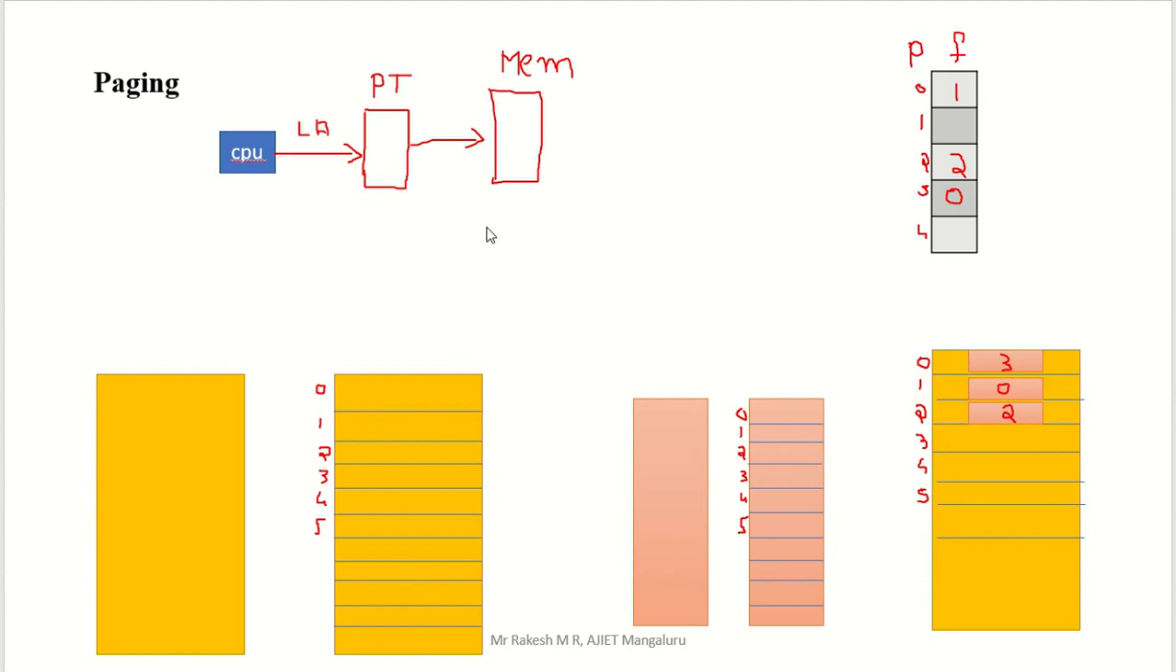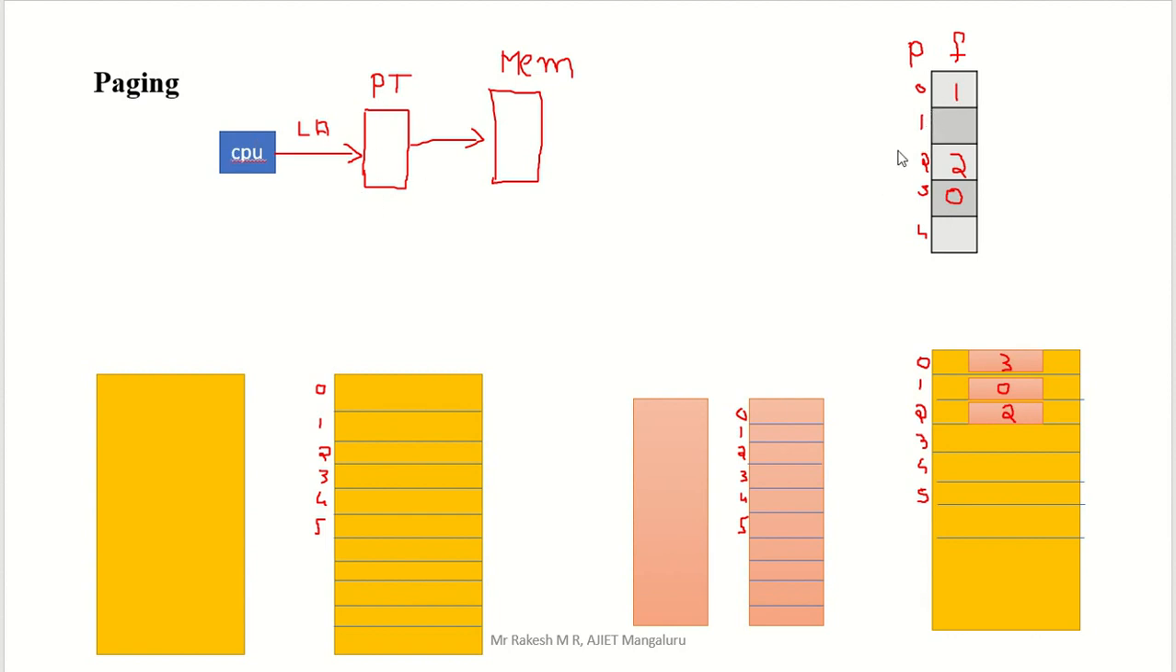Now we will go for the operation. Here we have the CPU. The CPU will give a logical address. Again I will repeat, the logical address contains the page number. That page number is given to the page table. What is there in the page table? Page number and frame number. So the page table will identify that.